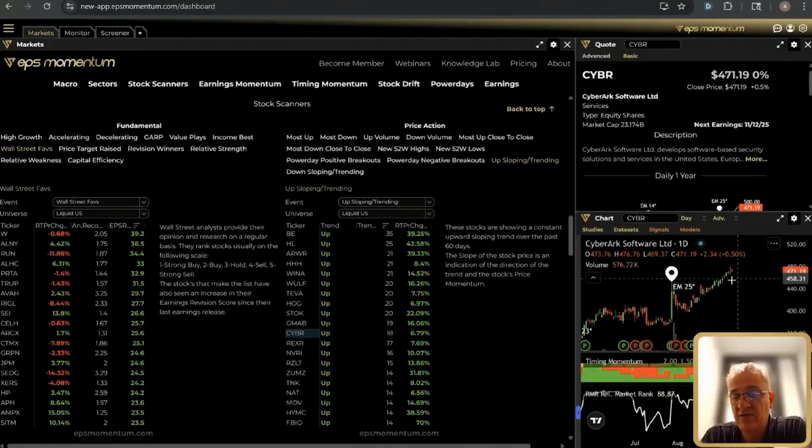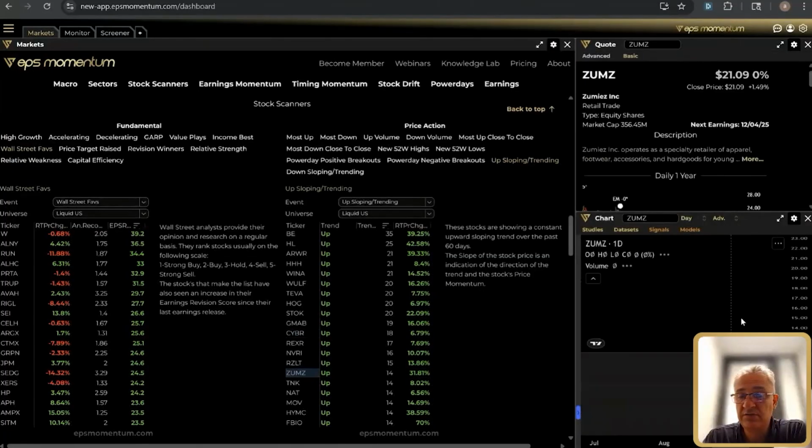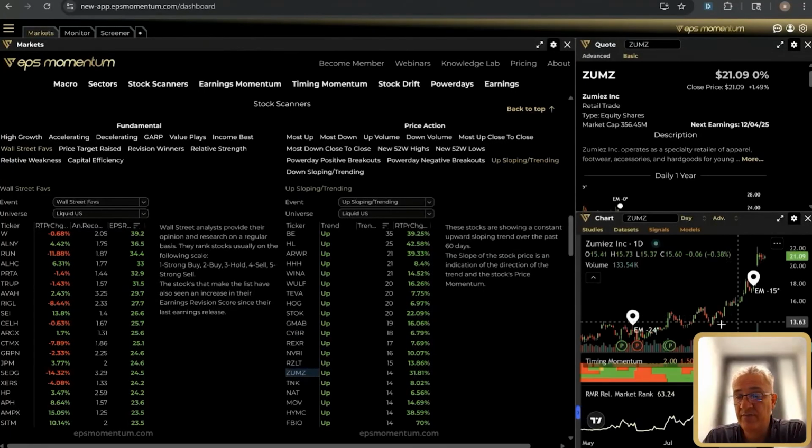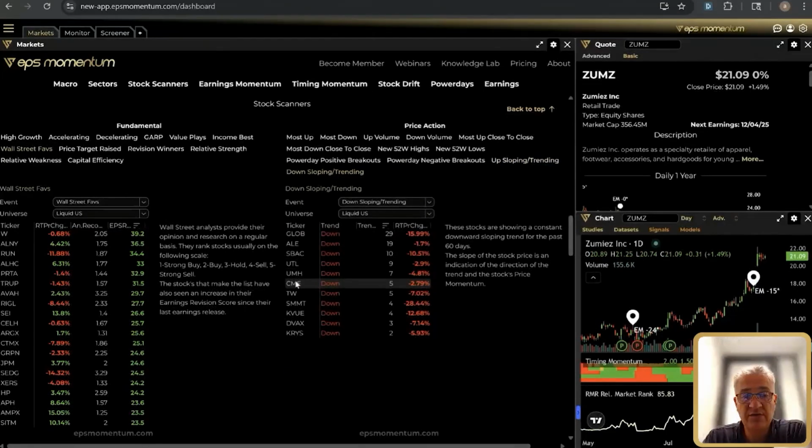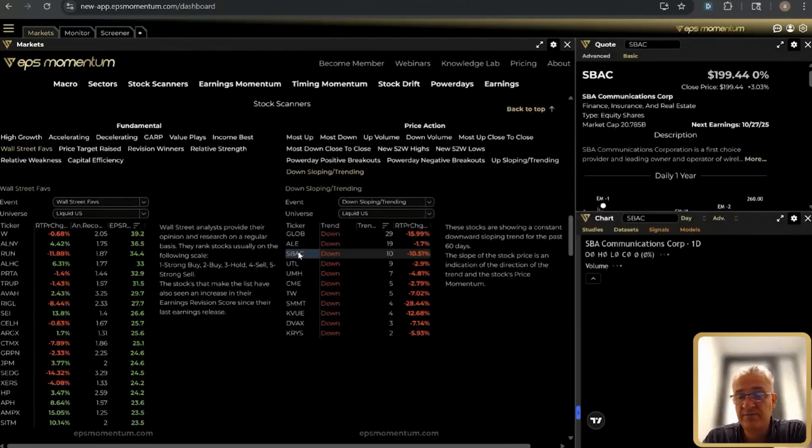So if it's completely flat or if it's pointing upward at a certain slope rate, then we define this, and then we can really get names that are in that configuration. So Zumiez here as well is one of them, pointing upward. And we can do the opposite, downward sloping trend. I can pick on this one.